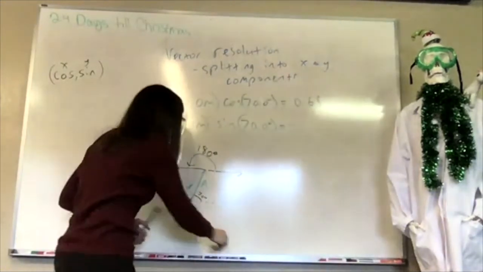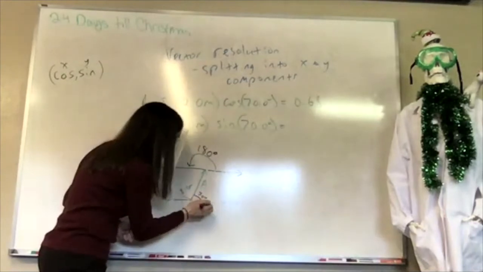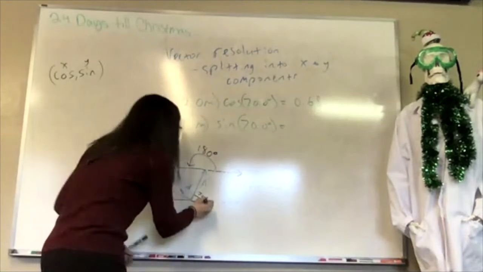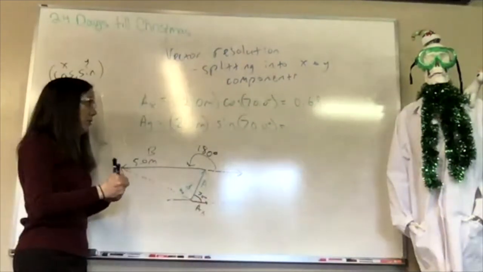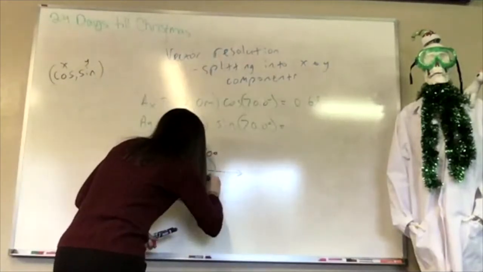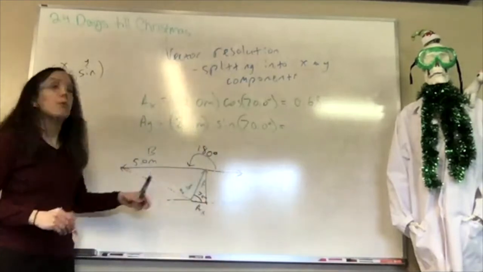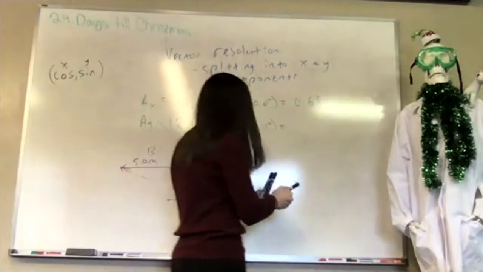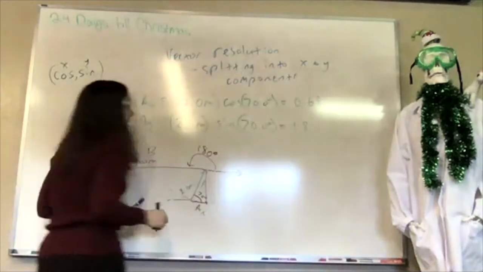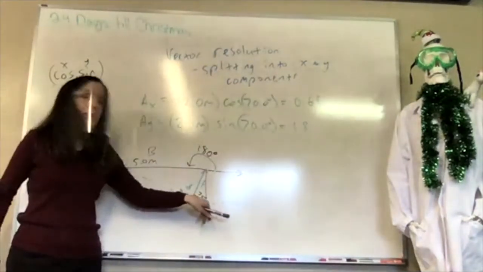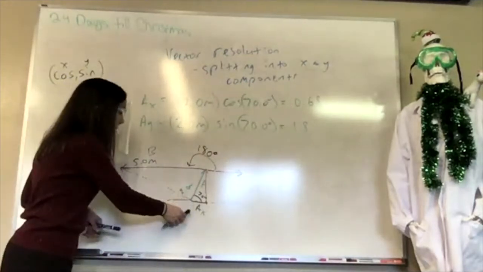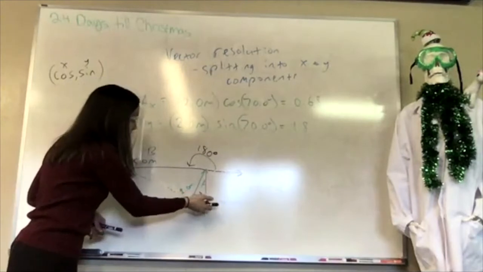Okay, so that tells you, if you were to make this into a triangle right here, how far horizontally you went. So A of X would be your displacement horizontally. And then when you're finding A of Y, that's how far upwards you went. That's 1.8. So basically what that tells you is you went over 0.68 meters and you went up 1.8 meters. So when you walk 2 meters at an angle of 70 degrees, that's your displacement horizontally and vertically.